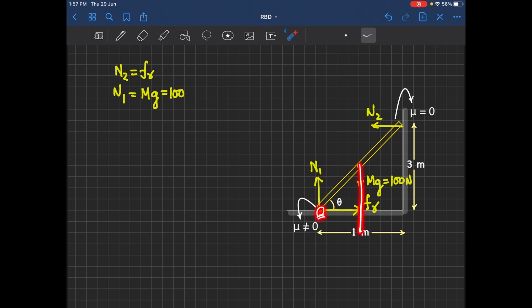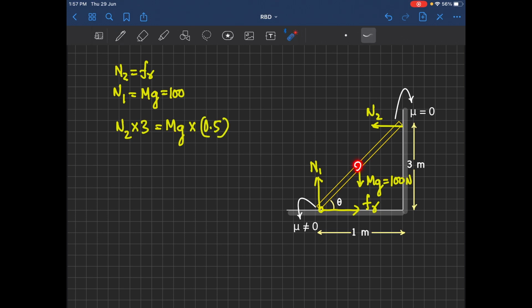Now, mg will have a torque about this point, which will be clockwise, and normal will have a torque about this point, which will be anti-clockwise. Now let's write those torques. So N2 into perpendicular distance from this point, this is our N2, right? So this perpendicular distance is 3 meter right here. So N2 into 3 equals mg into 0.5.